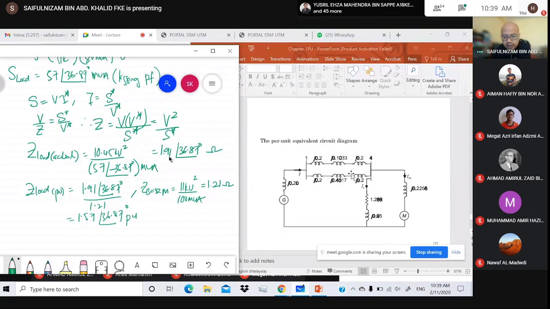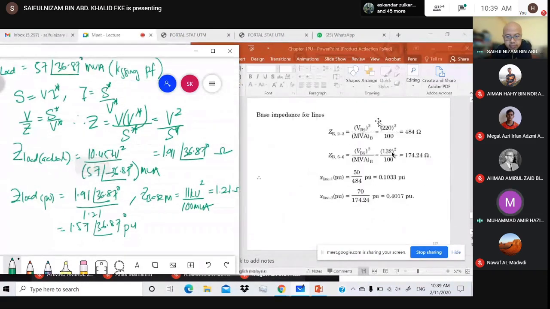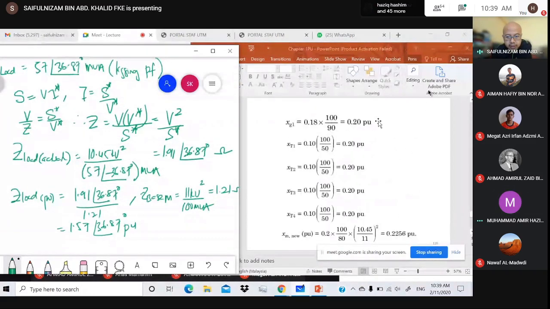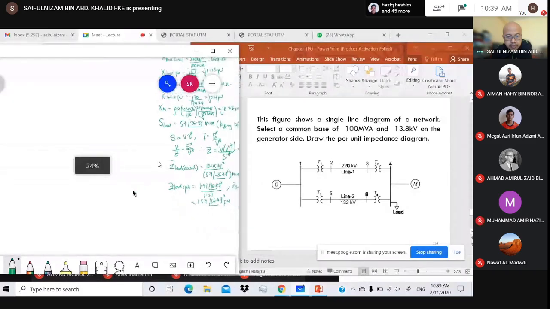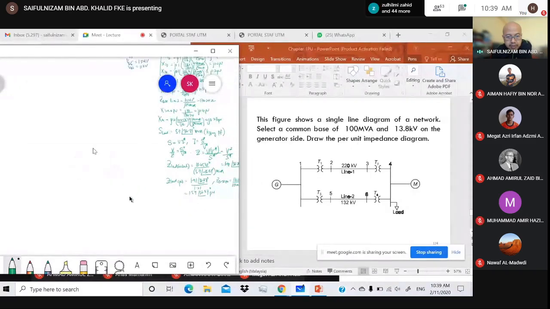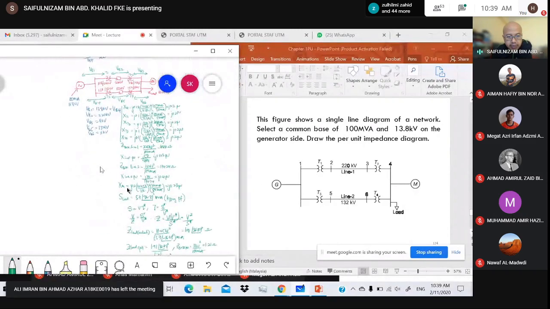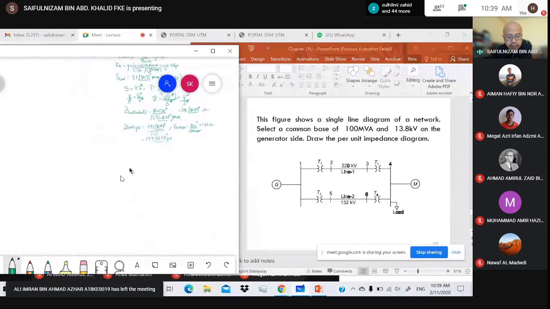Okay, and this is the reactance diagram. So you can draw the reactance diagram. Remember, in a reactance diagram there must be one bus or one reference. There must be one reference. So you can draw like this.